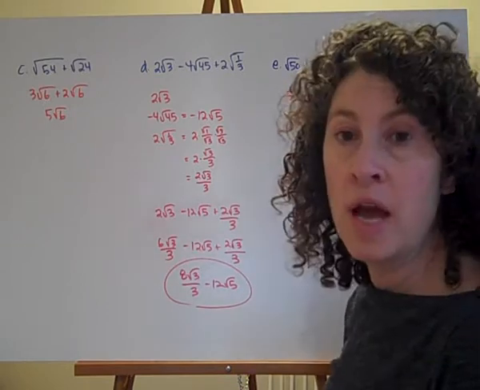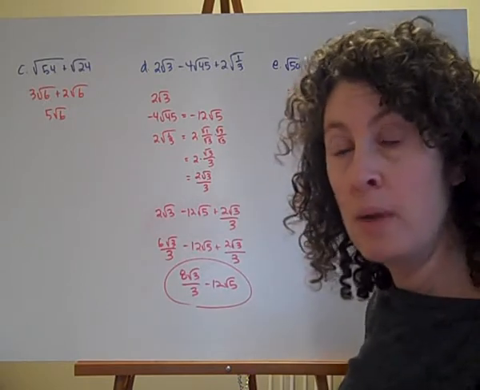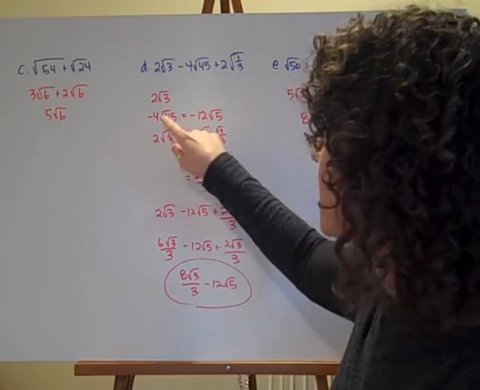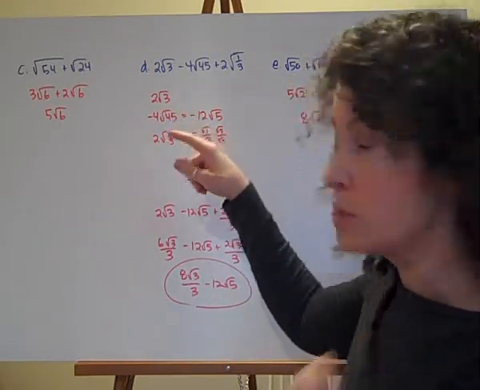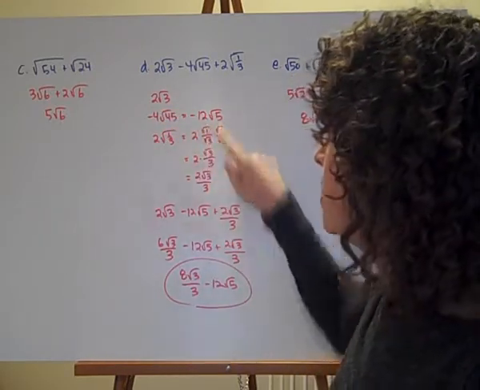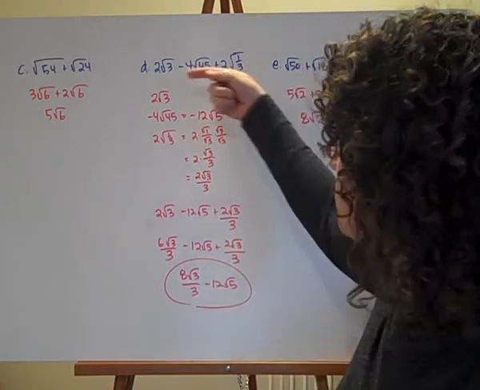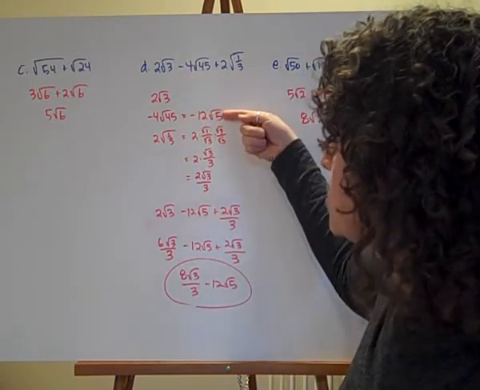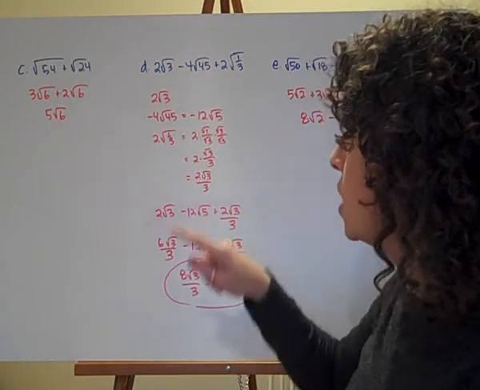Square root of 9 is 3, so I'm going to pull a 3 out there and multiply it by the negative 4. So I have negative 4 times that 3 that I just pulled out. So I have negative 12, which leaves me that radical 5 inside. So right now I have 2 radical 3 minus 12 radical 5, my first 2 terms.